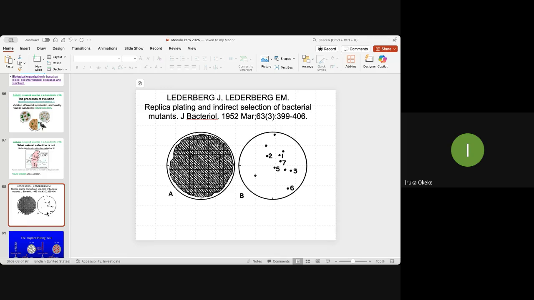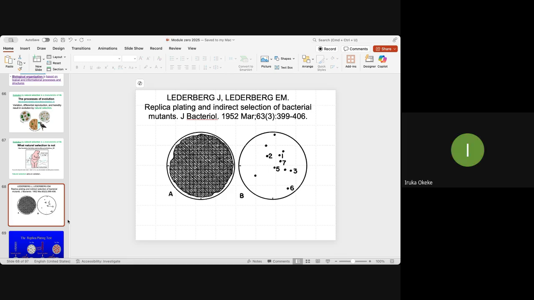So these two hypotheses were out there to explain why the few colonies on the plate were actually resistant. So do we understand the two hypotheses? Yes, ma'am. Okay, thank you.